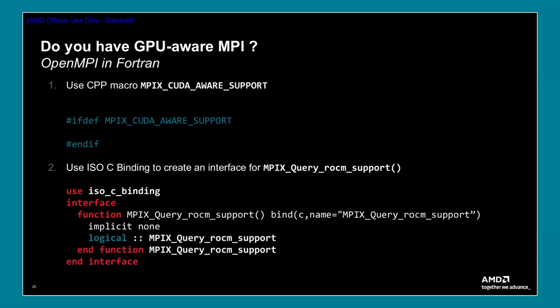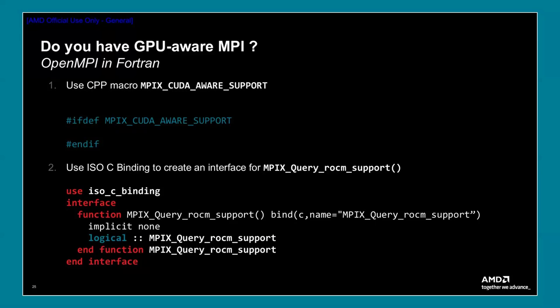What you do, of course, you're going to use the ISO C binding module in Fortran, and you'll just make an interface. You'll make a function, you call it whatever you want. My tradition is just to call it the same thing that's exposed in the C library. So here we have mpix_query_rocm_support. We'll bind it to a C function named mpix_query_rocm_support. Now the deal is you do need to write a C wrapper that essentially calls this, because the mpix_query_rocm_support symbol in the object files that come with MPI is not going to be mpix_query_rocm_support.